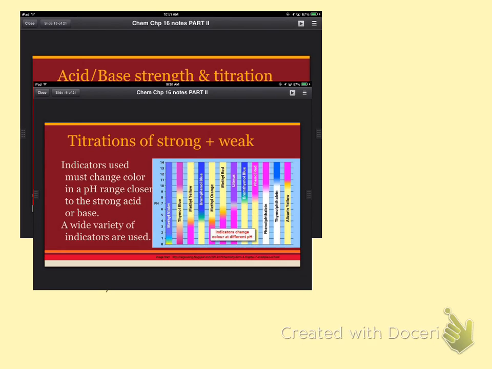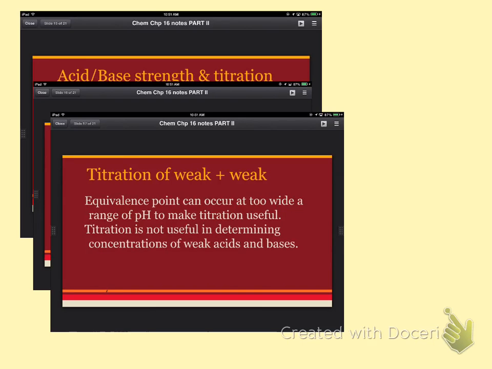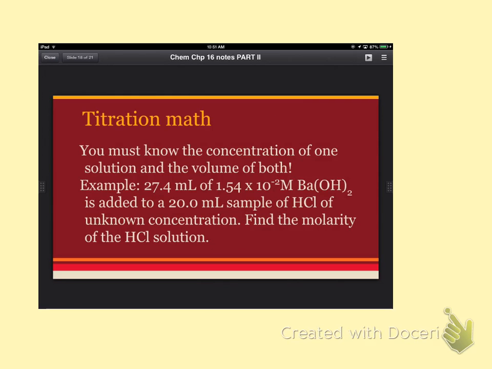Now, what about if you have two weak substances, a weak acid and a weak base? We don't even titrate that. It's too unpredictable. The equivalence point can be anywhere all over the map, so we just don't do this, and that's important to know. Okay, you're going to have some math problems to work on tomorrow.